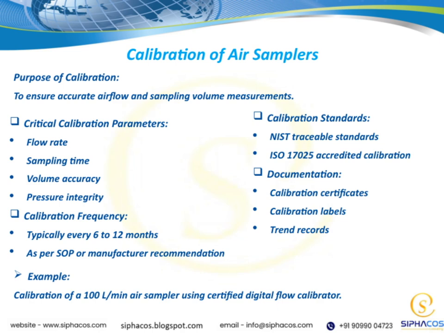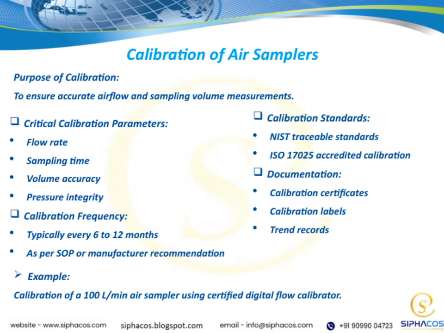When it comes to documentation, we rely on calibration certificates, which provide official proof of calibration, labels that are attached to equipment for quick identification, and trend records to monitor calibration performance over time. For example, imagine calibrating a 100 L/min air sampler using a certified digital flow calibrator. That's a typical scenario that highlights how we apply these standards in practice.